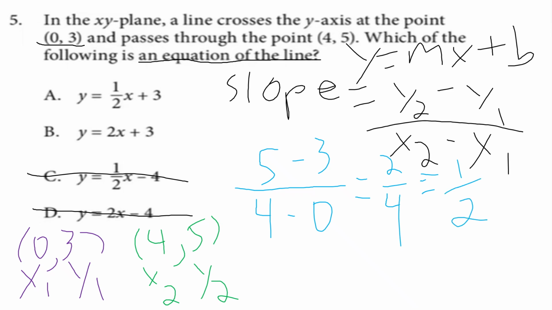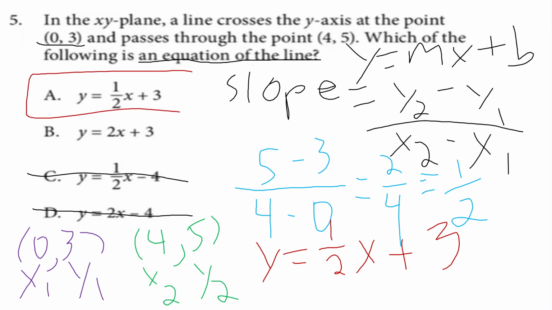So that means that our equation is going to be y is equal to the slope, or the m, which is 1/2, x plus, and we know the y-intercept is 3. So that would mean that our answer is letter A.